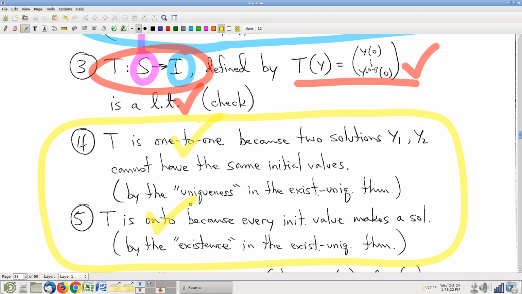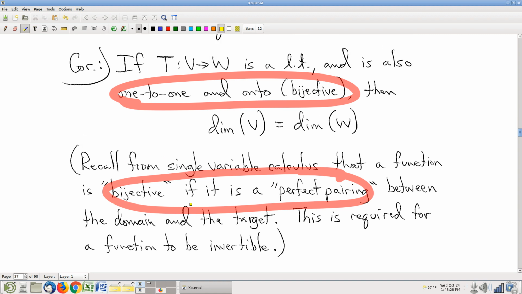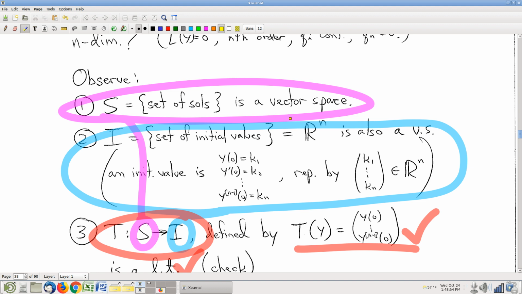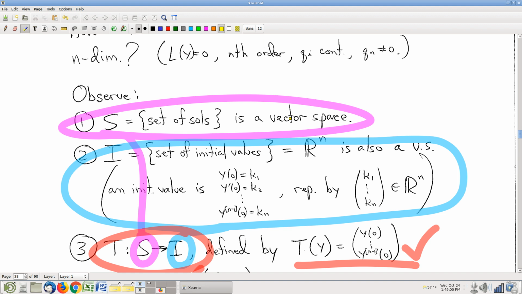All right, now why do we care about that? This may ring a bell. This corollary that we were talking about, where 1-to-1 and onto came up in the first place. The punchline of this corollary is if you have a linear transformation that's 1-to-1 and onto, then the domain and the target have the same dimensions. Now, what does that buy for us? Well, let's go back to where we were over here. Knowing that this linear transformation is 1-to-1 and onto, I know that this domain and this target have the same dimension.